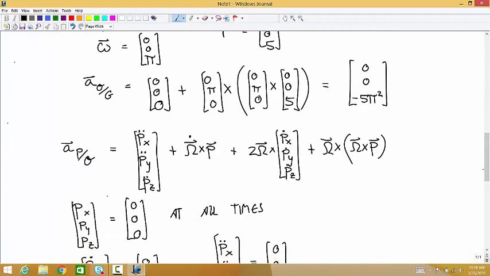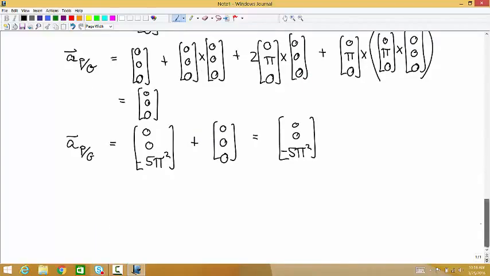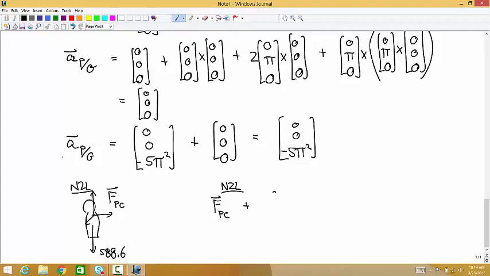Okay, and then the force, once we have the acceleration, you do the force the same way. So you have the weight of 588.6 and a force vector on Pete by the chair. Newton's second law says force on Pete by the chair plus 0, negative 588.6, 0 is equal to 60 times the acceleration.